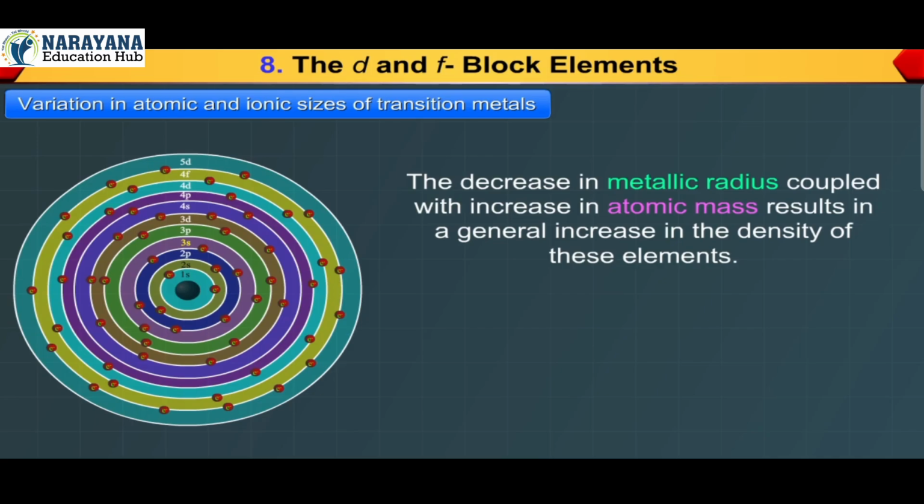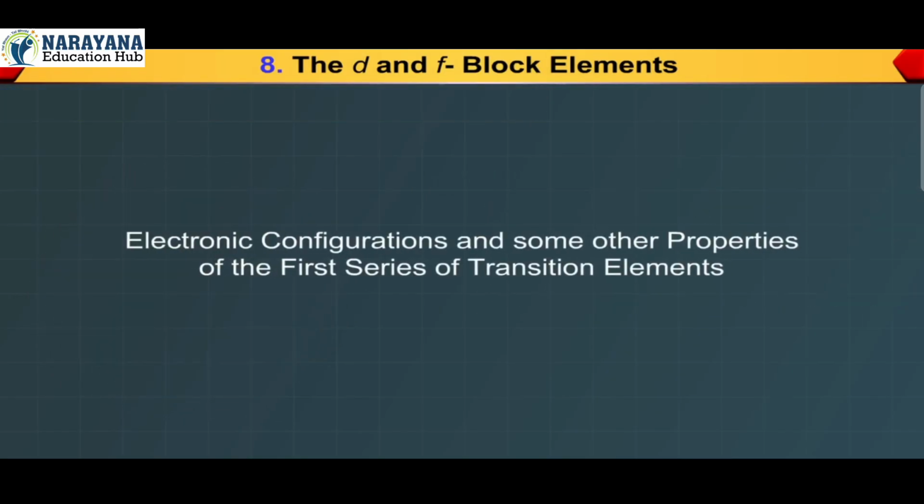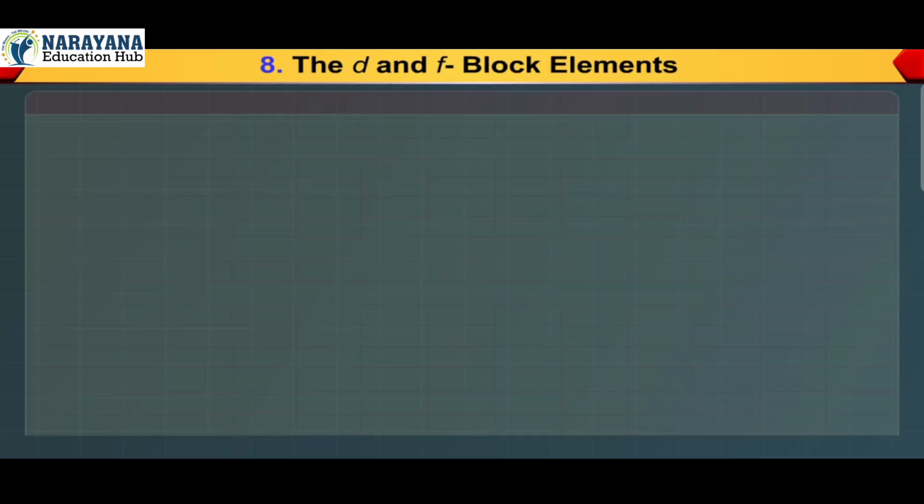Thus, from titanium, Z equal to 22, to copper, Z equal to 29, the significant increase in the density may be noted. Table 2. Electronic configurations and some other properties of the first series of transition elements.